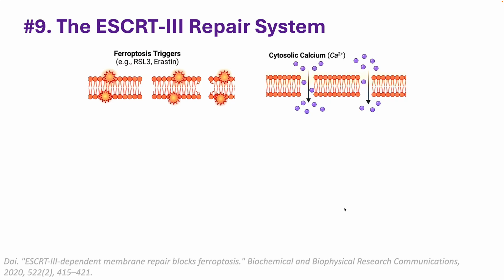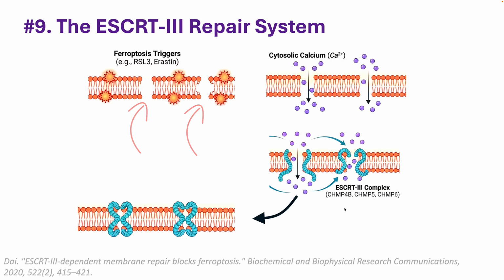Cells also deploy a membrane repair system as a last line of defense once ferroptosis begins. We learned that lipid peroxidation creates nanoscale pores in the bilayer, leading to sustained calcium influx into the cytosol. This calcium signal recruits the ESCRT3 machinery to the damaged sites, where it assembles and seals these membrane defects. In doing so, it effectively removes the damaged portion and restores membrane integrity.